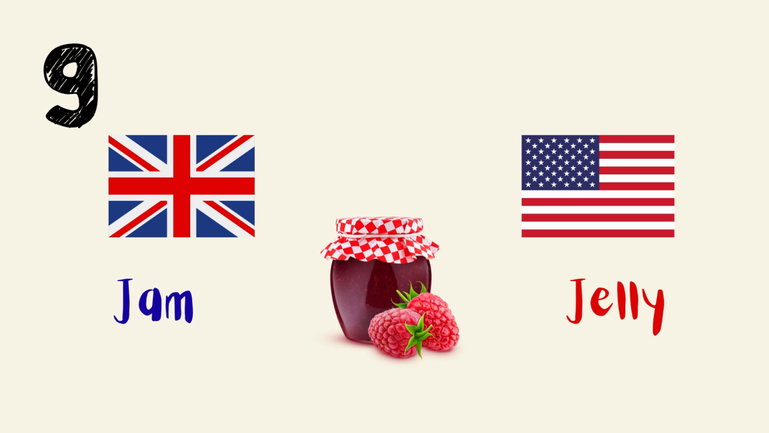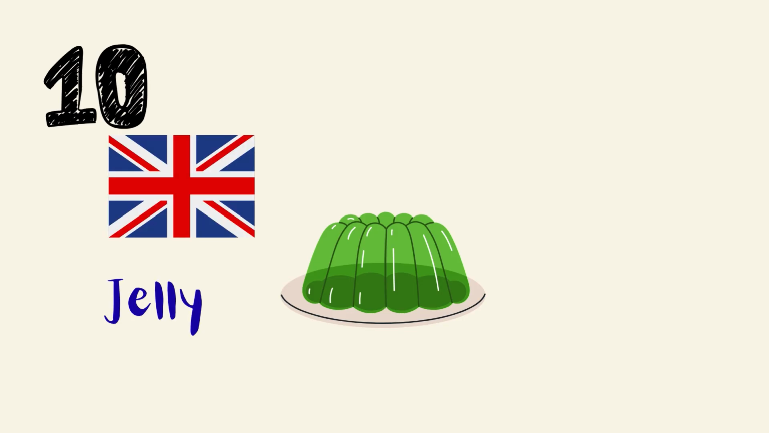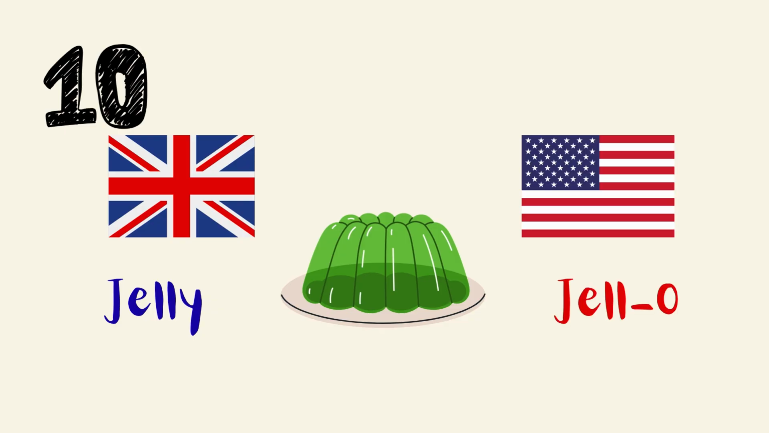That wibbly wobbly dessert that kids love at birthday parties. It comes in very, very bright colours. So we say jelly in the UK, whereas in America, they say Jello. Jello, which again is a brand name, but it became so popular that people use this for the dessert in general.